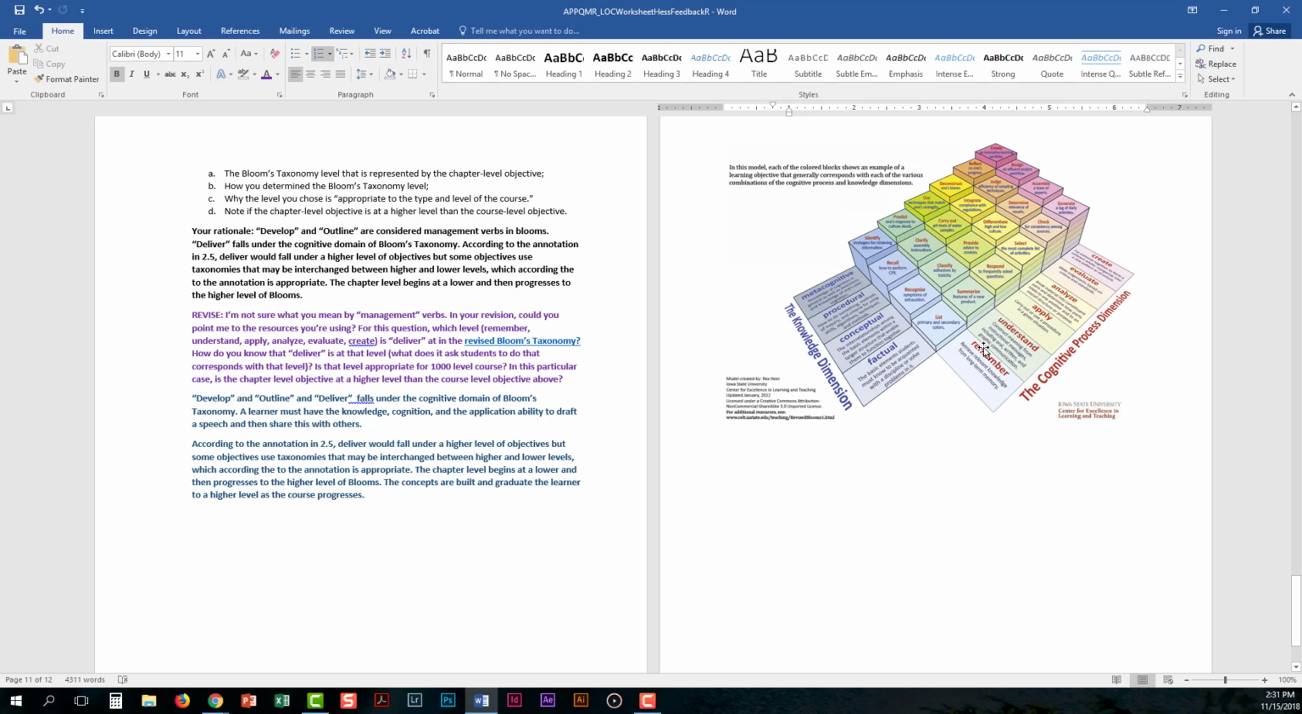So is it at the remember level, the understand level, the apply level, the analyze level, the evaluate level, or the create level? Why do you feel that they are at that level that you have identified, and is that level appropriate for a 1000 level course? You've kind of answered that in your second part here about the annotation. It seems like you have a good understanding of how the objectives can build off of one another. They probably need to start at the lower level and move up. But I sense a little bit of confusion in you on some of the terminology and language about Bloom's. So Bloom's taxonomy is the cognitive domain. What level of the cognitive process dimension is develop, outline, and deliver at? Which one of these is that at?